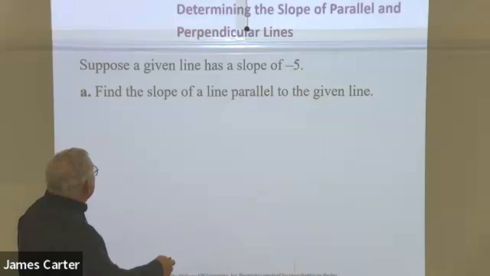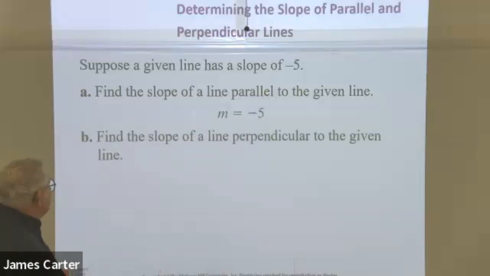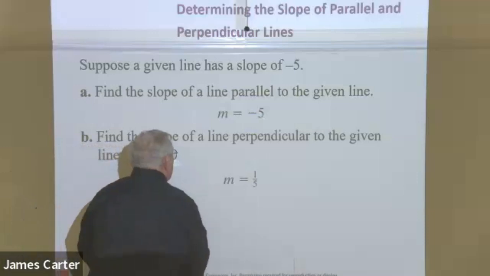Okay, suppose the given line has a slope of -5. That's -5/1. Find the slope of a line parallel to it. Well, if it's going to be parallel, it's going to be the same. Find the slope of one perpendicular. We've got to change the sign, and we've got to take the reciprocal.